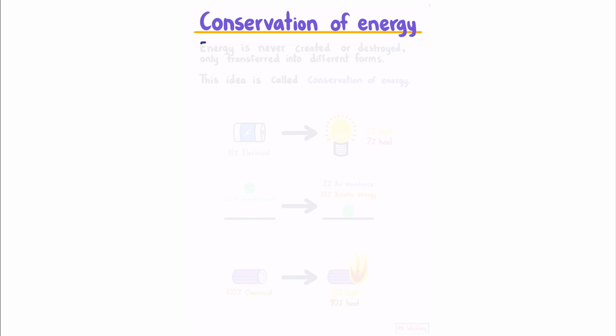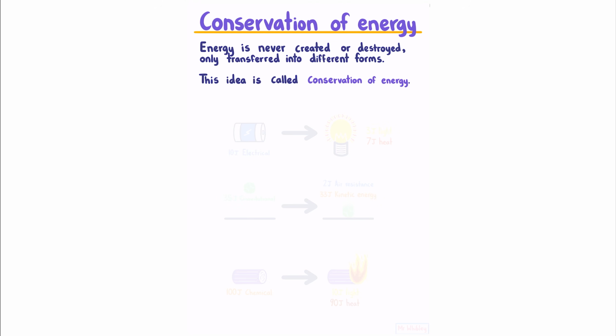Conservation of energy. Energy is never created or destroyed, only transferred into different forms. This idea is called conservation of energy and is one of the most important ideas in all of physics. For example, if we had 10 joules of electrical energy and we were to power a lamp, we might have 3 of those joules transformed into light and 7 joules into heat. The main takeaway is that this energy wasn't destroyed and these energies weren't created. This electrical energy was just transferred into different forms.